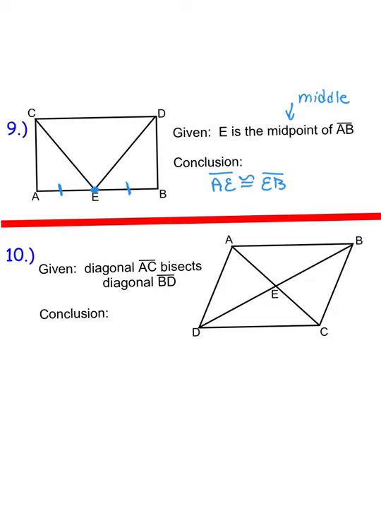If I look at number 10, it says diagonal AC, so this diagonal here, is bisecting BD. Remember, bisect means to cut in half. So this red line from B to D is getting cut in half. So if I'm cutting the red line in half, I know that this piece, D to E, is congruent to E to B. So DE is congruent to EB. Again, that's because we know a bisector cuts something in half.